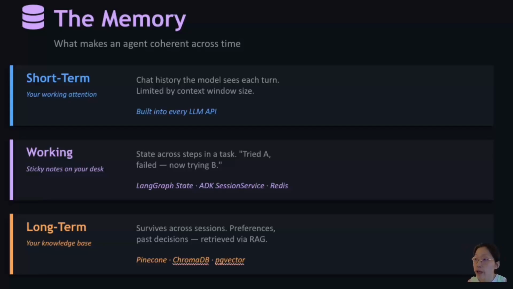So one level deeper, we have this working memory. This is more agent specific. You can think about this as a state machine. So for example, when you are using Cursor, the Cursor coding agent has to remember what files it has changed and what files it hasn't. So this working memory can extend beyond the context window.